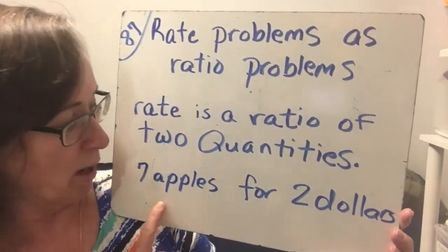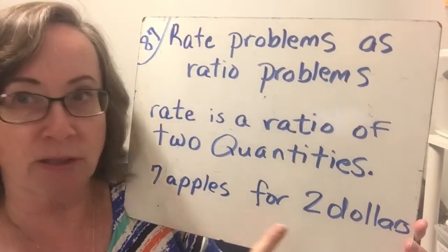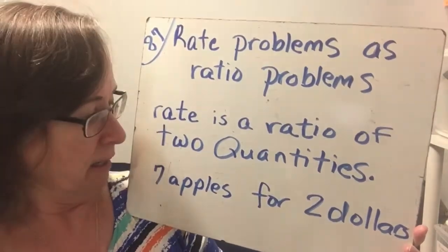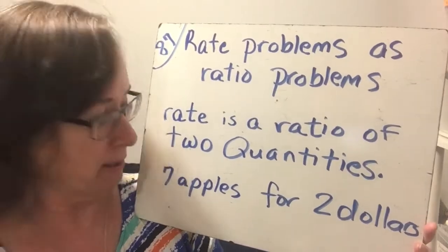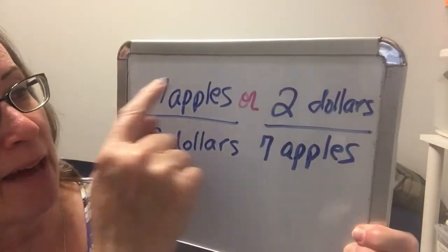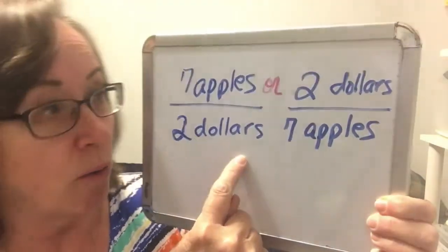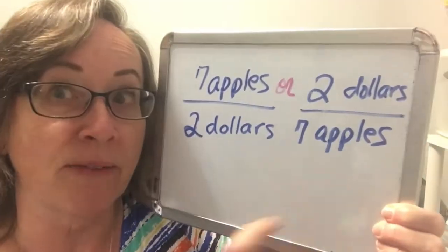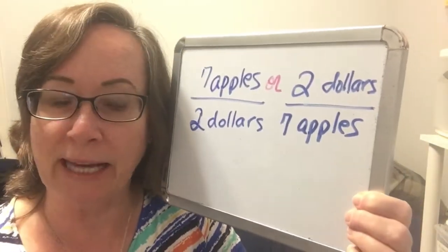But let's suppose we want 7 apples for $2. That is a rate. We can purchase 7 apples for $2. Now, the way we are going to set the problem up depends on whether we want apples in our answer or dollars in our answer. We could write our ratio as 7 apples over $2 or $2 over 7 apples. Both of them are correct. So what we're going to do is figure out which one do we use.